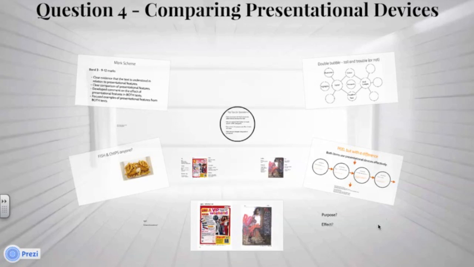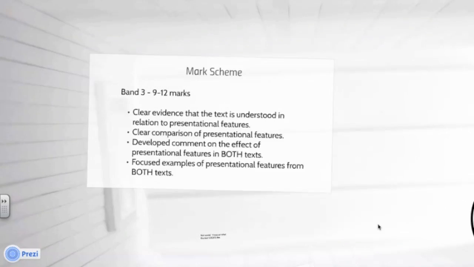Hello everybody and welcome to this video on question 4 of the AQA GCSE English and English language exams. This question focuses on comparing presentational devices in two texts. It may ask you specifically which text to choose, or it may give you the option to choose those texts yourself. So let's have a look at the mark scheme for this question.